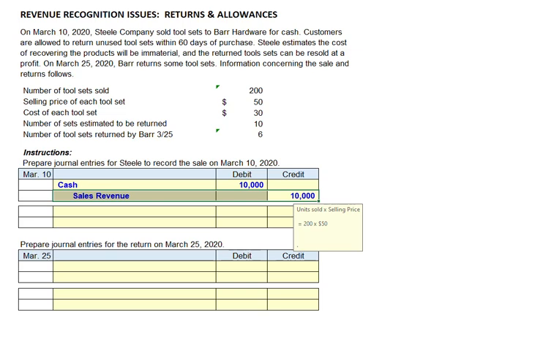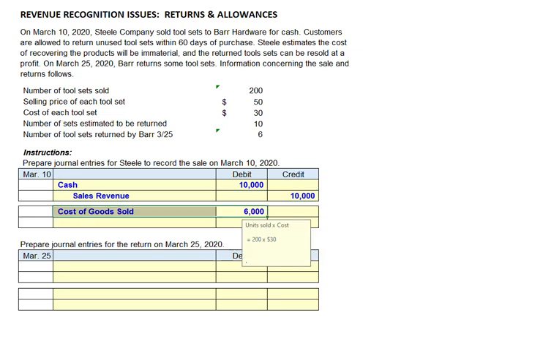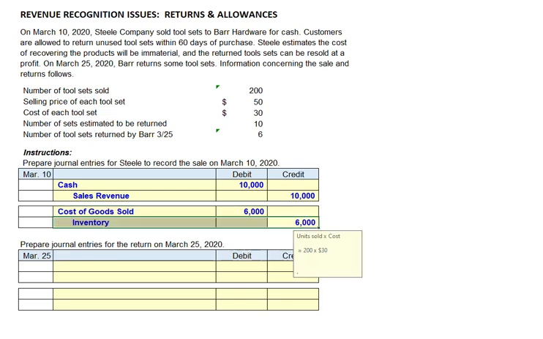We need to record the cost of sales portion of this journal entry, and each tool set cost us $30, so 30 times 200 gives us cost of goods sold of $6,000, and we credit inventory for $6,000.